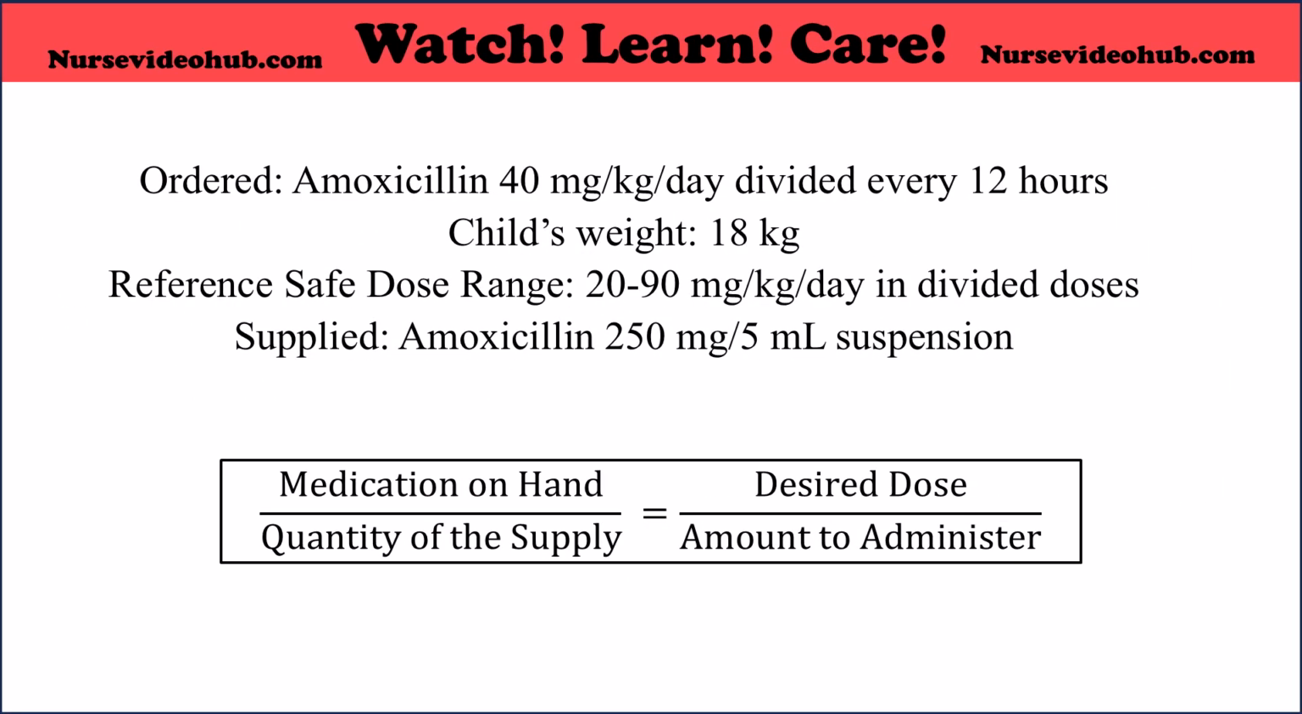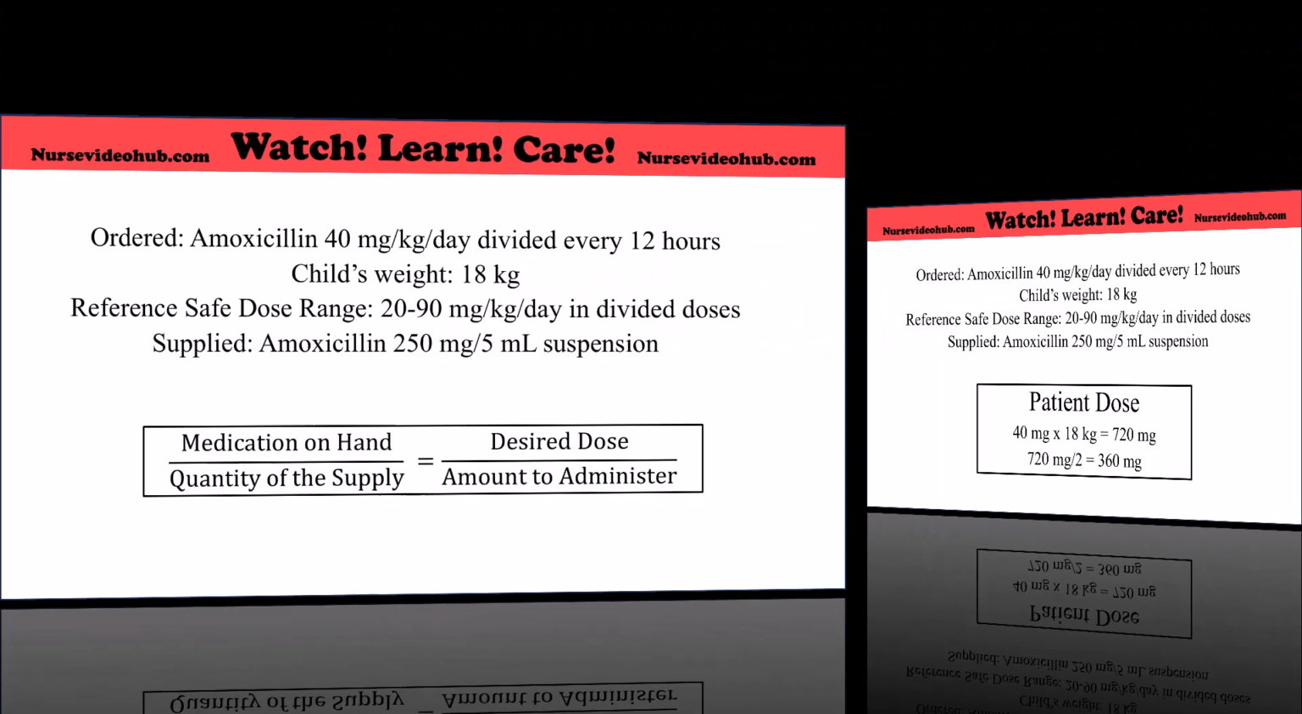Let's consider another example where you need to calculate the dose to be administered based on the patient's weight. The order reads amoxicillin 40 milligrams per kilogram per day, divided every 12 hours, so administer in 2 doses. The child's weight is 18 kilograms. The reference safe dose range is 20 to 90 milligrams per kilogram per day in divided doses. The supply is amoxicillin 250 milligrams in a 5 milliliter oral suspension.